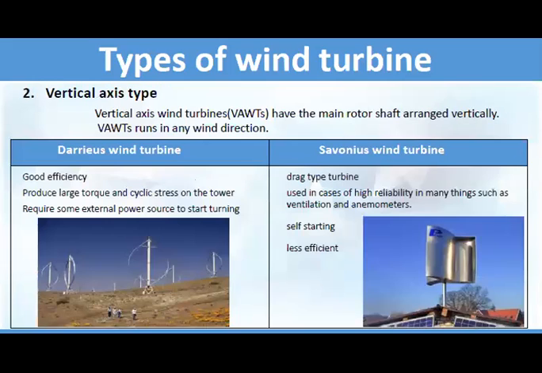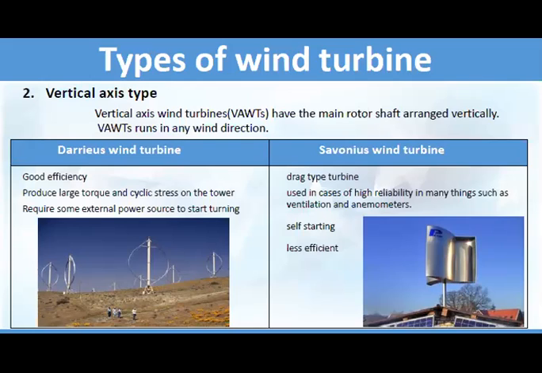Next, going to the next type, that is the vertical axis type. Vertical axis wind turbines have the main rotor shaft arranged vertically, that means perpendicular to the land. There are again two types: the Darrieus wind turbine and the Savonius wind turbine. Coming to the Darrieus wind turbine, it has good efficiency, produces large torque and a light structure on the tower, but requires some external power source to start turning.